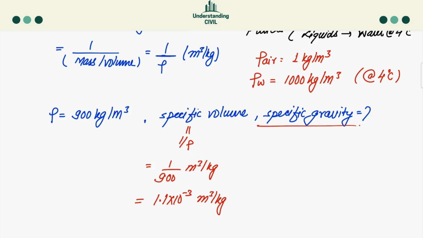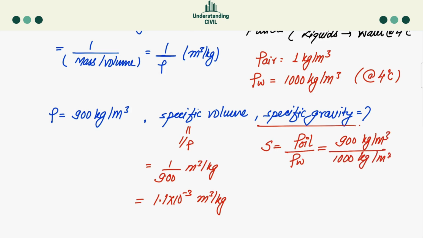Now let's talk about the specific gravity. We are talking about oil. Oil is a liquid. So the specific gravity, denoted by S, is the density of oil with respect to the density of water. The density of oil is 900 kg per meter cube and the density of water is 1000 kg per meter cube. If you look here, these units will cancel out. So the specific gravity of oil comes out to be 0.9.